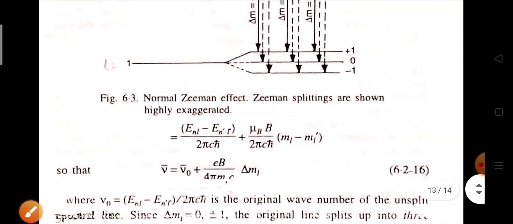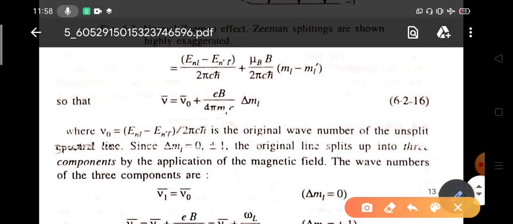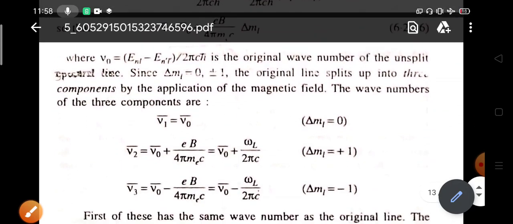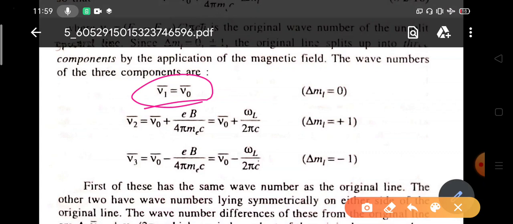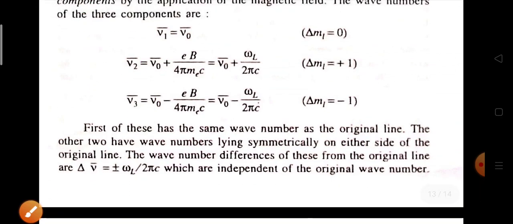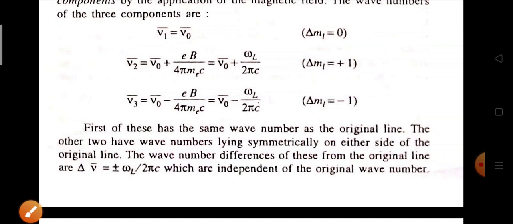So we get our wave number, nu bar equals nu naught plus eB by 4 pi m_e c times delta M_L. Here nu naught is the original wave number, that is the unsplit spectral line, and delta M_L is 0 or plus or minus 1. The original line now splits into 3 components by the application of the magnetic field. One is as original, nu naught. The second is nu naught plus omega_L by 2 pi c, and the third is nu naught minus omega_L by 2 pi c. So delta M_L equals 0, plus 1, and minus 1 give these different wave numbers. This is the normal Zeeman effect.